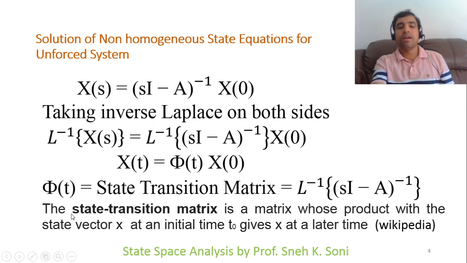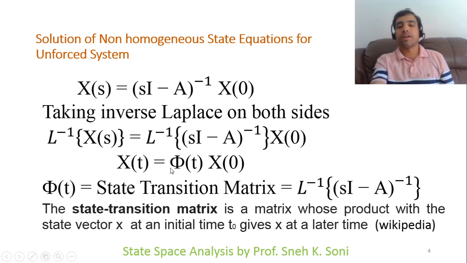If I understood it in detail, the state transition matrix is a matrix whose product with the state vector x at an initial time t0 gives x at a later time. If I understand it in an easy way, it means that if I already have x of 0, the states at t equals t0, and I know the state transition matrix, then I can calculate the future states. So I can calculate the states at a later time using this relationship.